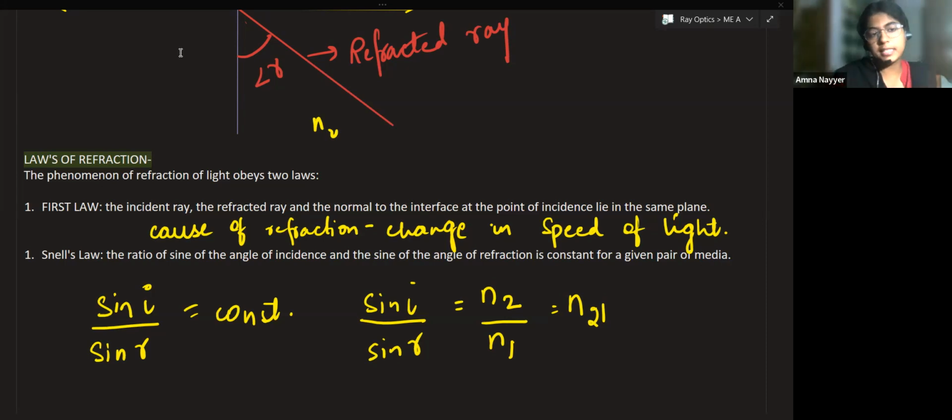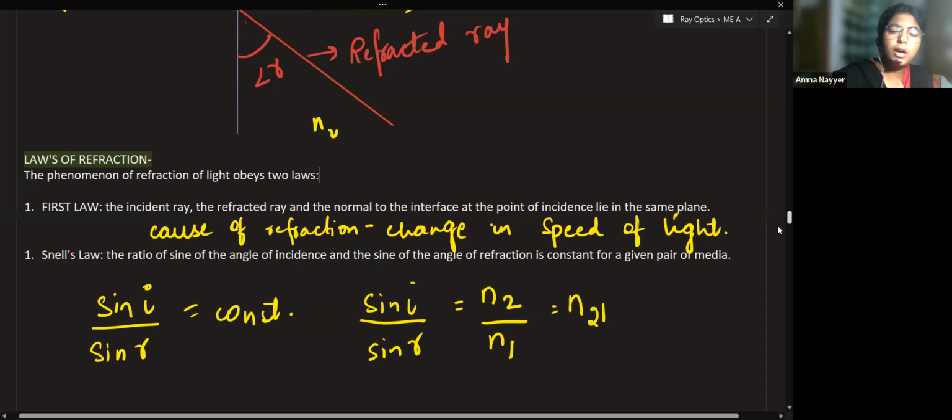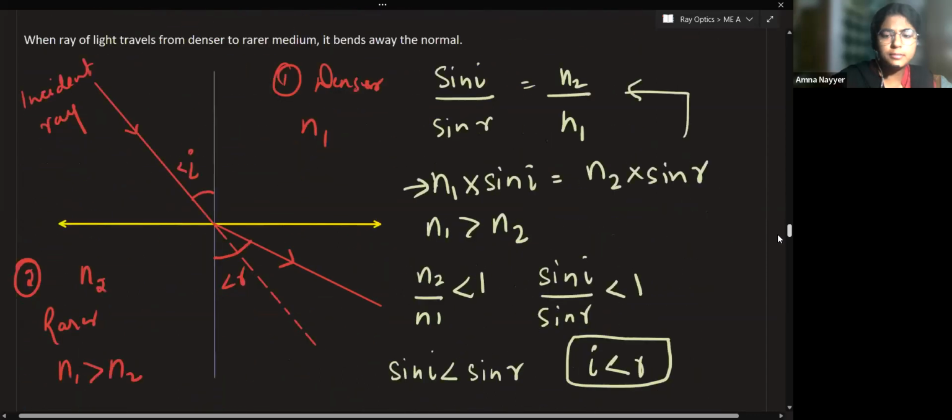Done, class? Now see how to determine how much refraction will occur. This is important for your ray diagrams. You have to draw ray diagrams, no? From that it is important.